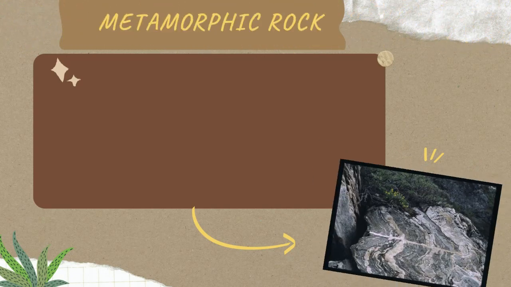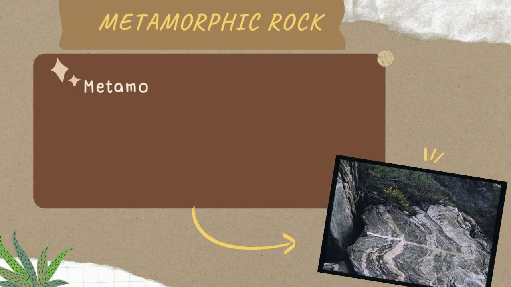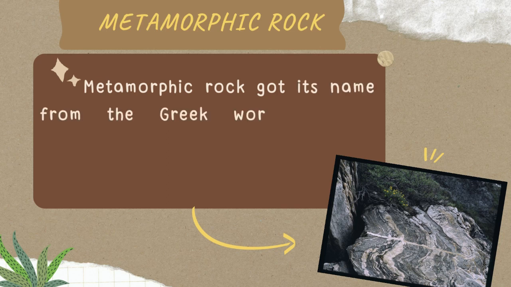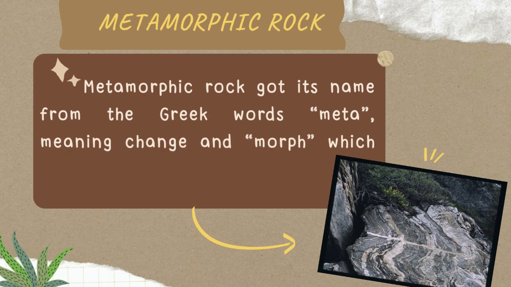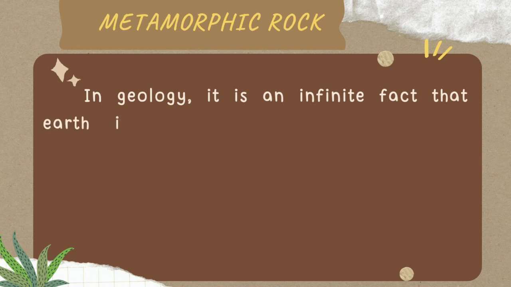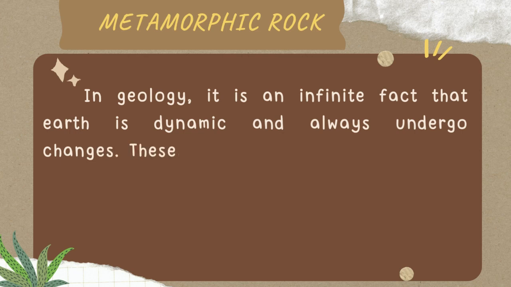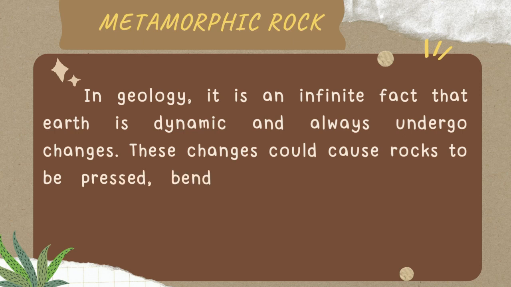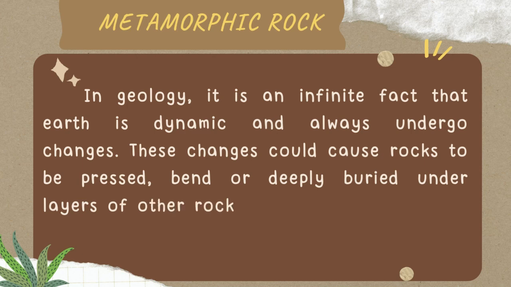Now, let's proceed to the last type of rock, the metamorphic rock. Metamorphic rock got its name from the Greek words meta, meaning change, and morph, which means form. In geology, it is an infinite fact that Earth is dynamic and always undergoing changes. These changes could cause rocks to be pressed, bent, or deeply buried under layers of other rocks, leading to an increase of temperature and pressure.